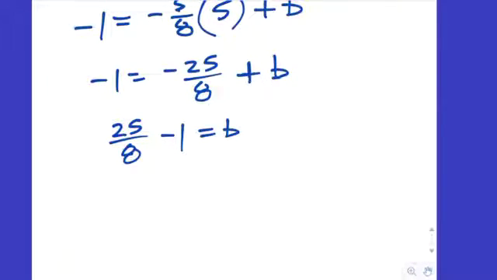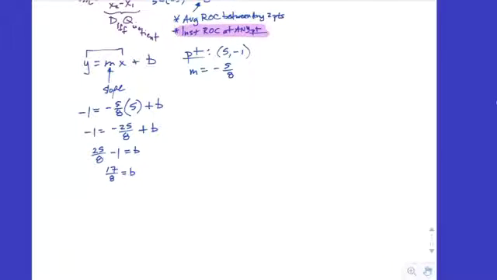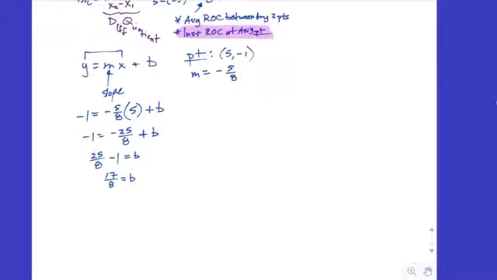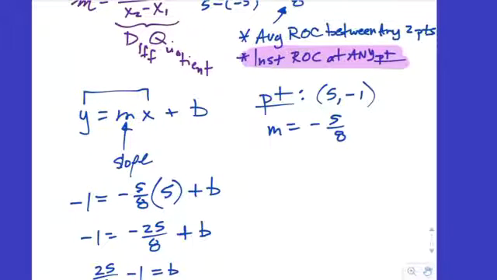So 25/8 minus 1, that's the same as (25 minus 8)/8. 25 minus 8 is 17. So we get 17/8 equals b. Now we found b, but what we were really after was the equation of the line. We wanted y in terms of x. And so in this formula up here, what we really wanted were m and b, so we could just drop them in and get the equation.